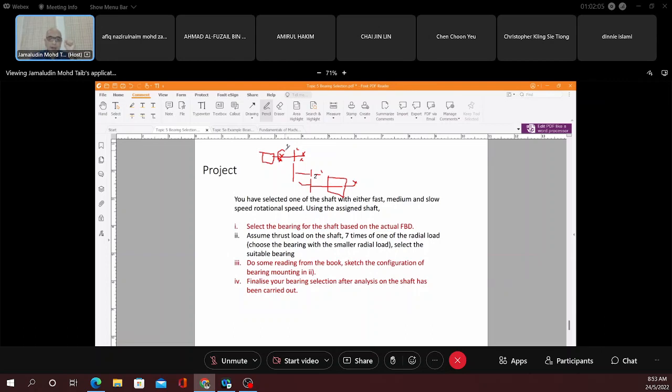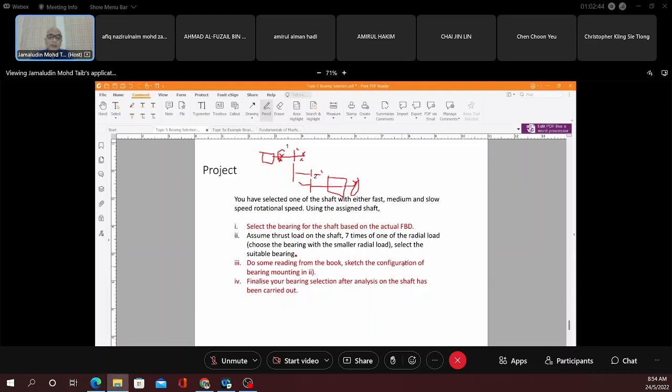Because of that, assume the thrust load on the shaft to be 7 times the radial load. Let's say you have both radial loads here; choose the smaller one, and the thrust load will be 7 times that load. Then select the suitable bearing. Find the smaller one, times 7, and proceed with that. This one has possibly 9 solutions, maybe the other one 6 solutions.